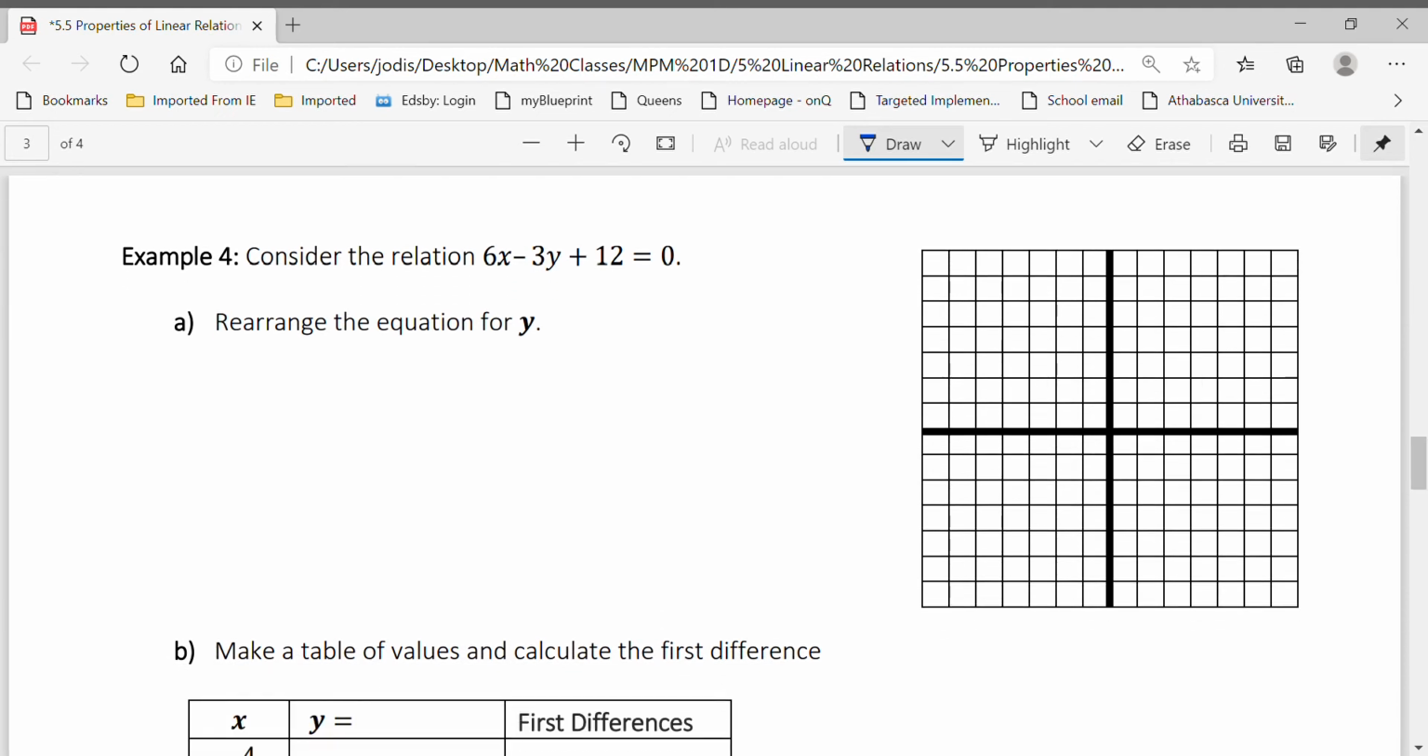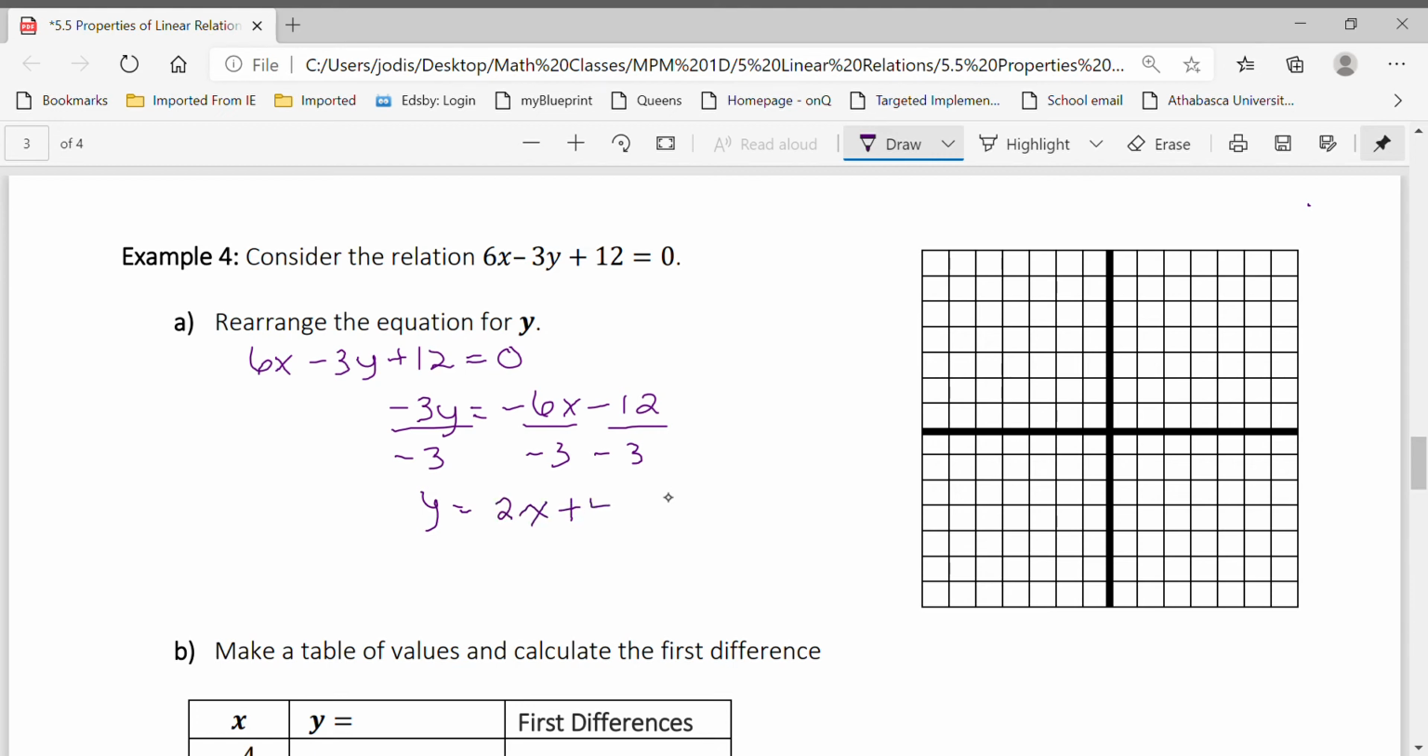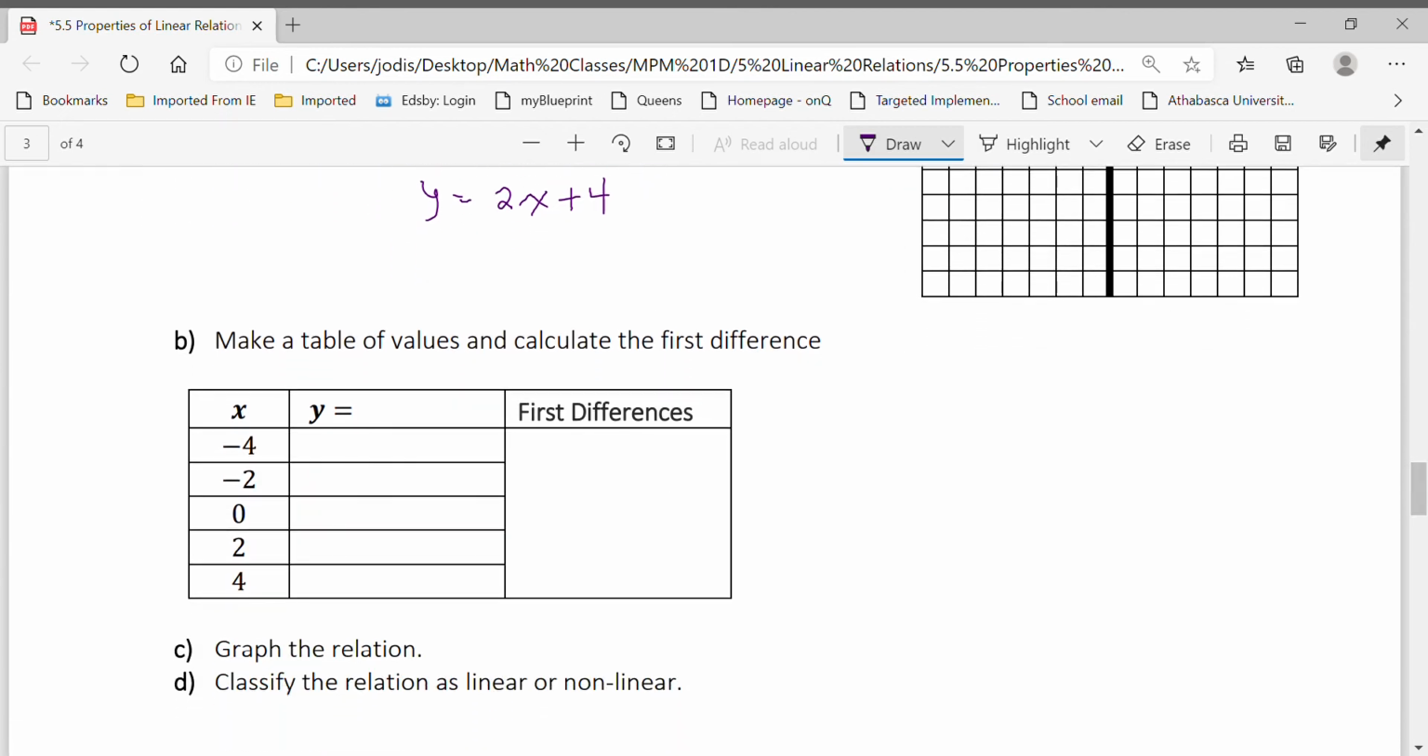So next we want to consider the relation. First we want to rearrange for y. So I'm just going to rewrite what the question says, and then we want to rearrange for y. I'm going to move everything away from the y. Remember to change its signs as we cross the equal sign, and then divide everything by -3. So we get y equals, simplify here, -6 over -3 is 2x, -12 over -3 is +4. Now we want to make a table of values and calculate first differences for that equation that we just rearranged.